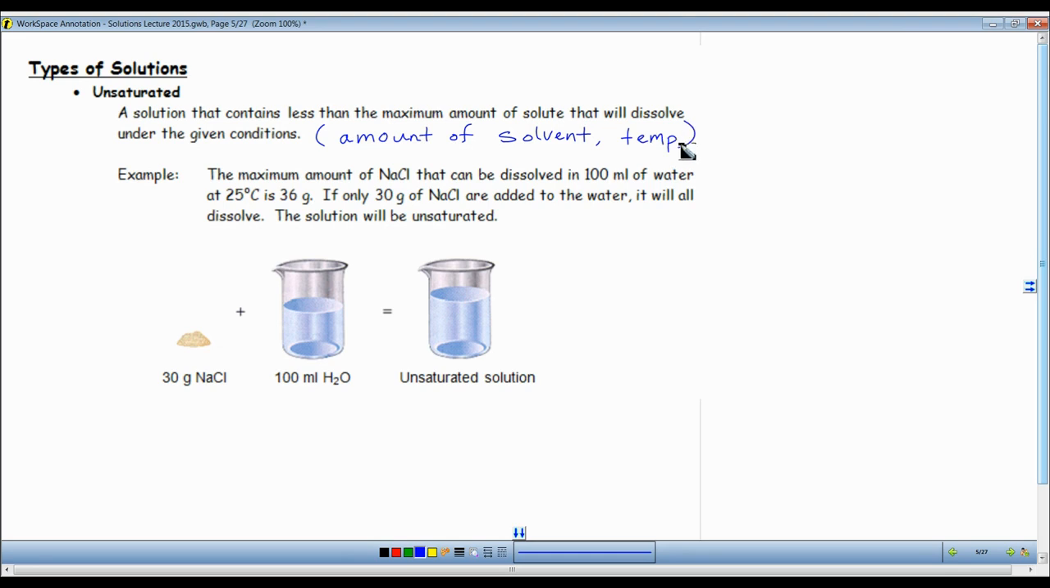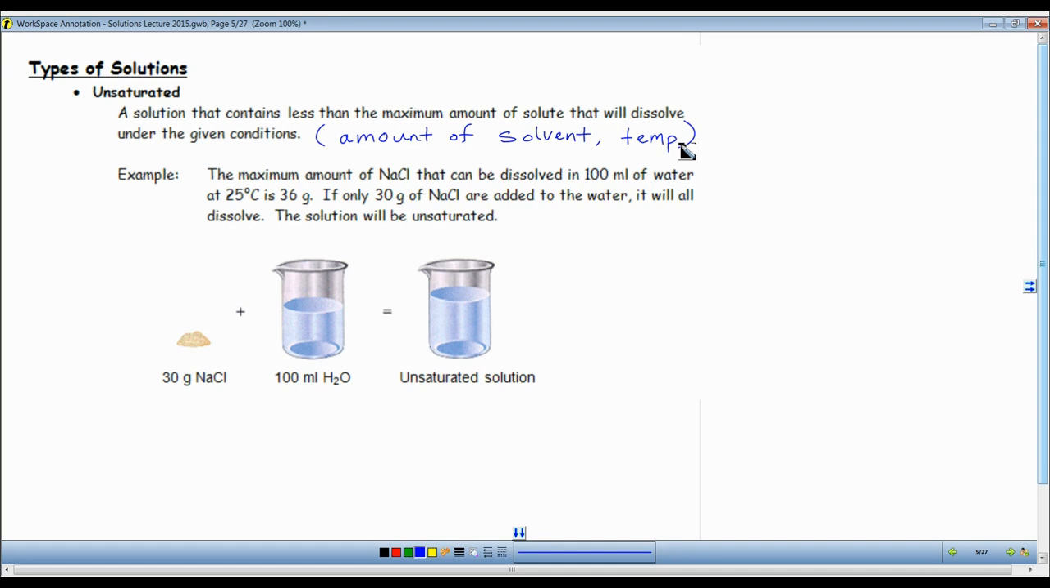So for example, the maximum amount of sodium chloride that can be dissolved in 100 milliliters of water at 25 degrees is 36 grams. Okay, so we've been given the maximum amount of sodium chloride that can be dissolved in 100 milliliters of water. That's the amount of solvent. At 25 degrees, there's the temperature. Maximum is 36 grams. But if only 30 grams of sodium chloride are added to that 100 milliliters of water, it will all dissolve, and your solution is called unsaturated.